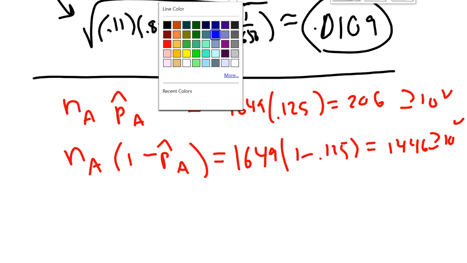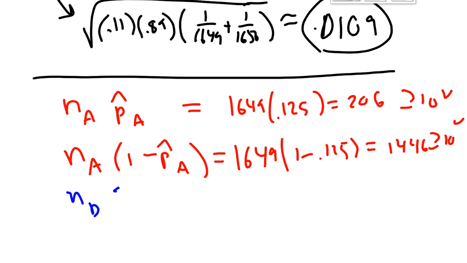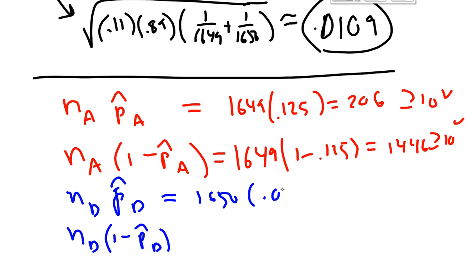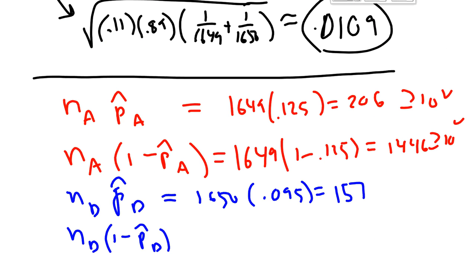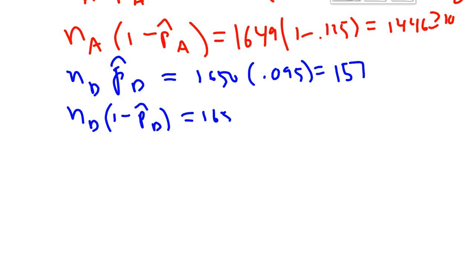We need to check this again now for n sub d times p hat sub d and n sub d times 1 minus p hat sub d, where d stands for dipyridamole. And you get 1650 times the proportion in that group, 0.095, and that gives you a number of 157. Again, that number is right here. Okay, so in this case, you'll have 1650 times 1 minus 0.095, and that's just the remaining people other than those 157. So you end up getting 1493. Okay, so they're both greater than or equal to 10.